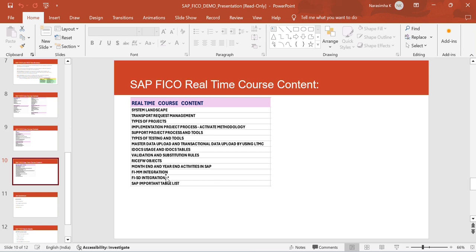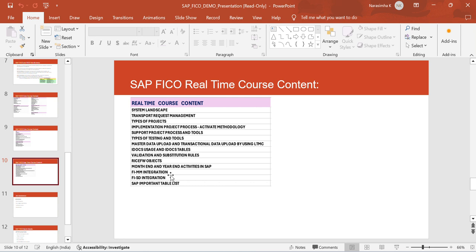Yeah, for each, not that much, it will take 2 to 3 days only. 3 hours, like that it will take for each one. Remaining topics, for example, if you take system landscape, it will take 15 minutes only. If you take transport request, 20 minutes. Like that, depending on the topic, it will take the time. For example, FI-MM integration will take three hours.